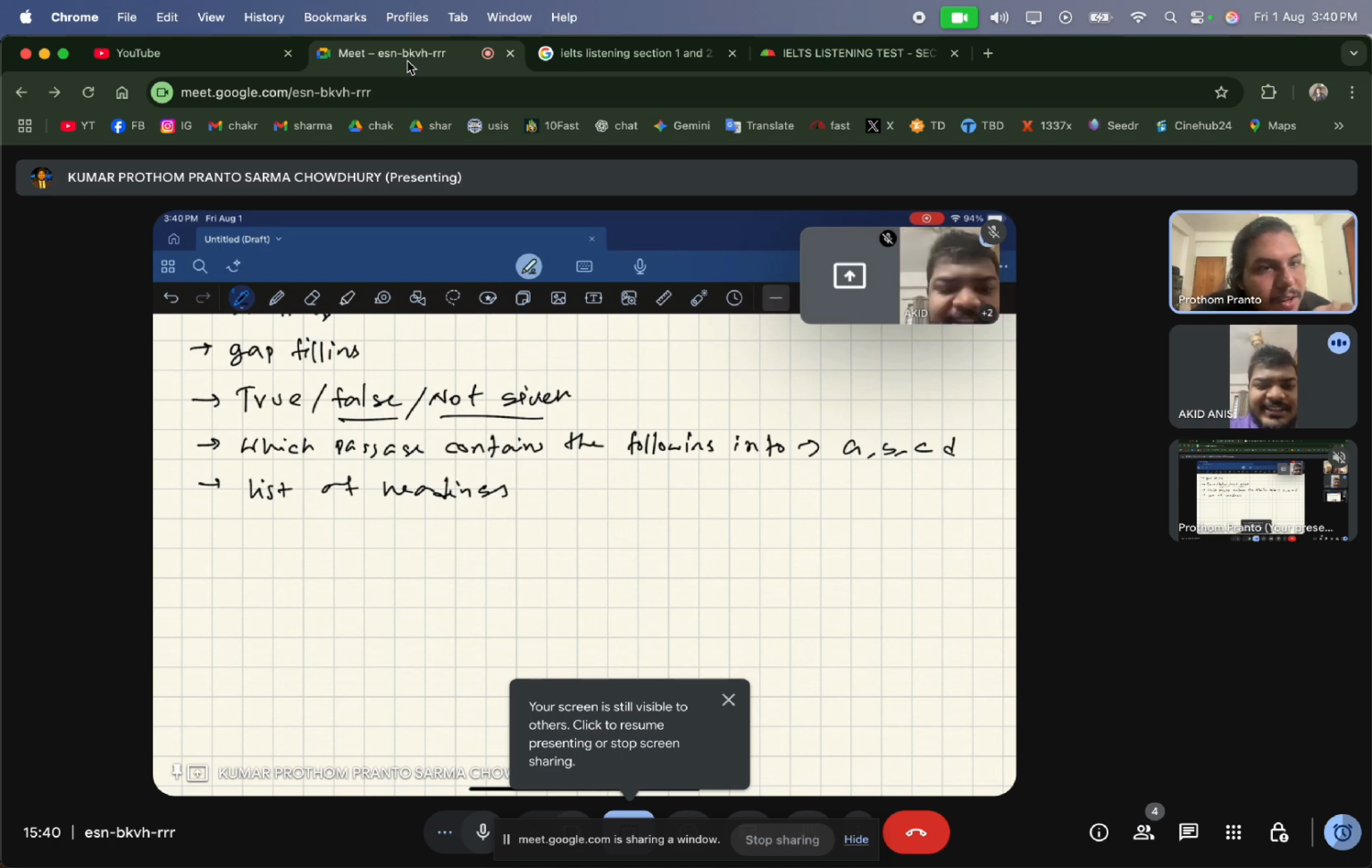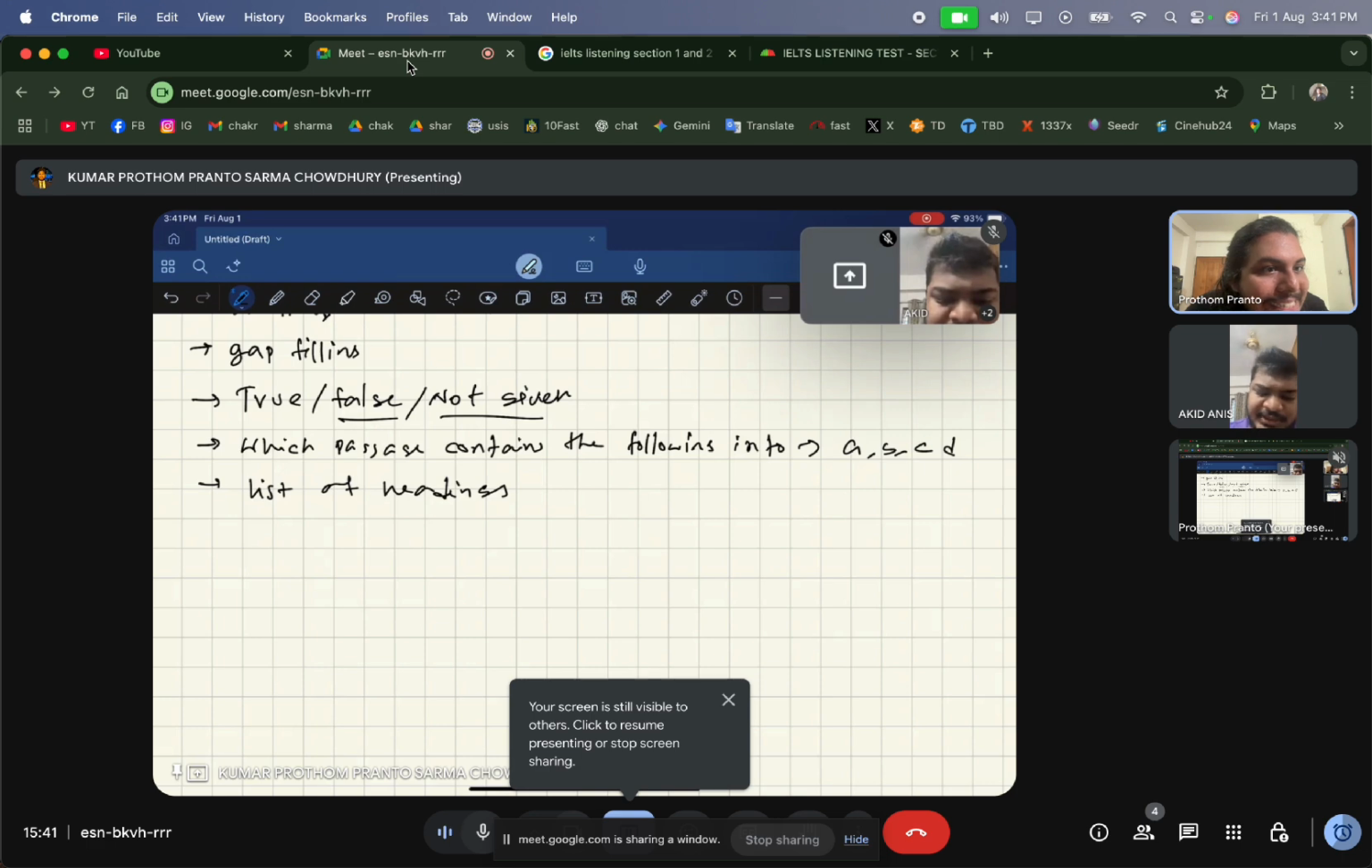Which one? I didn't understand the second one, sir. Huh? The one about which piece contains the following information. So how will the question be? I'm not clear. For example, scientists from Cambridge discovered this particular thing in 1945. So the information was mentioned in passage 3, or passage C.